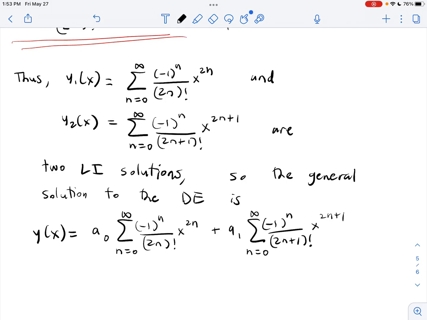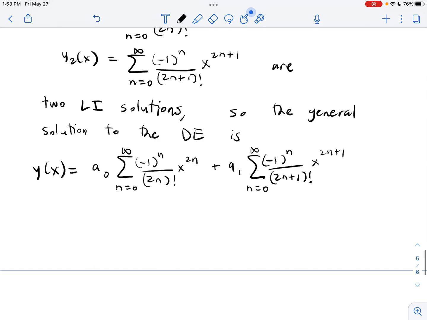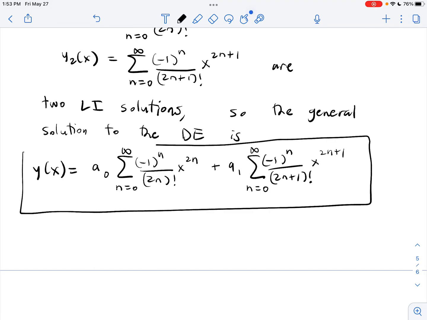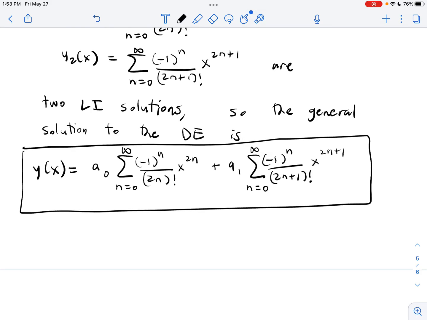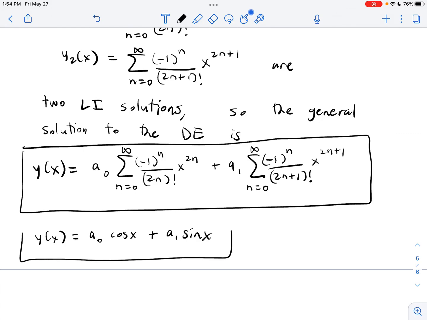Okay. Now I want to show you something interesting here. Typically, you won't be able to do this. However, in this case, for those of you that remember your calculus 2 really well, this first series should look familiar. This is actually cosine. And the second series is sine. And so in fact, y of x is really equal to a naught times cosine x plus a1 times sine x.